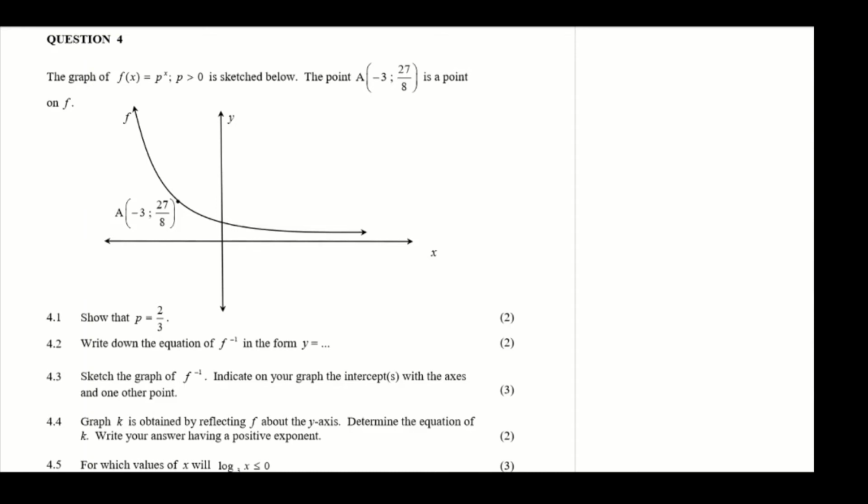Okay, so question 4. We are given the graph of f of x equals p to the power of x, and we are told that p must be greater than 0 in the sketch below, and we are given a point which is (-3; 27/8). So 4.1, we are asked to show that p is actually equal to 2/3.